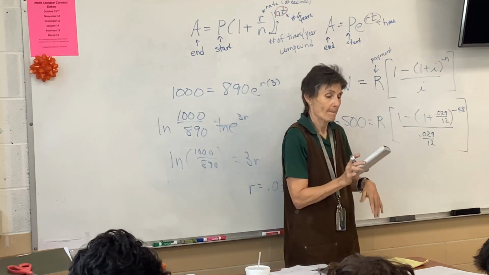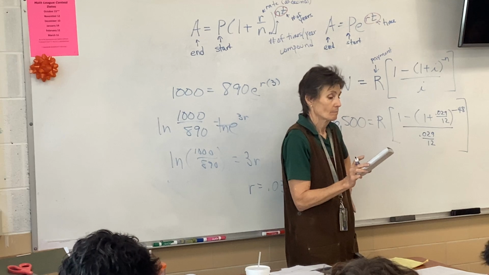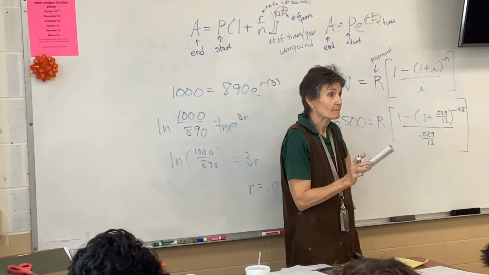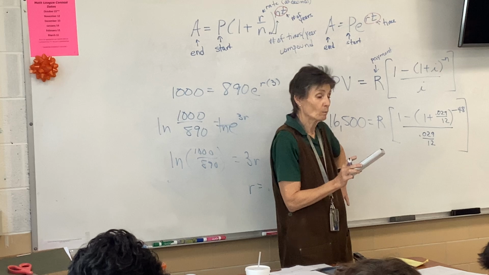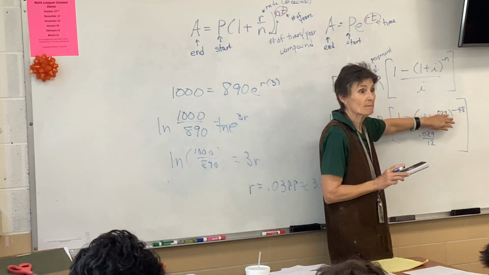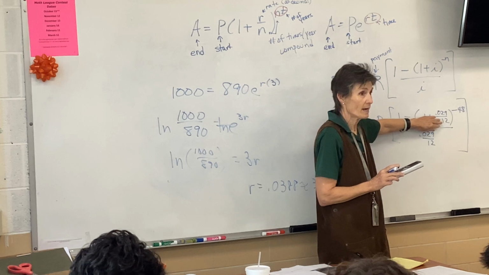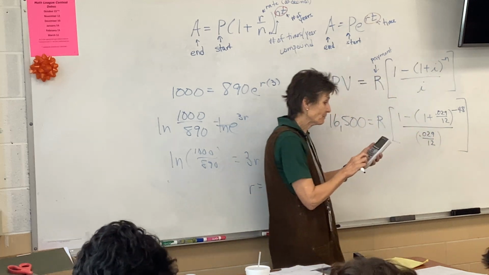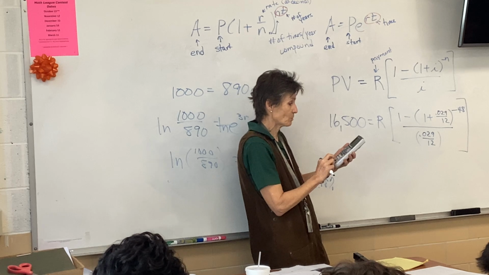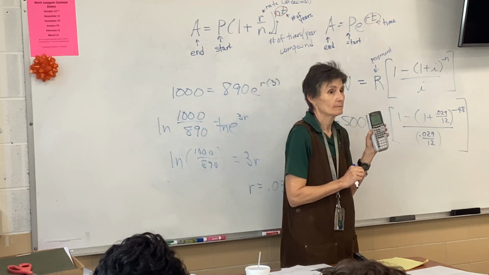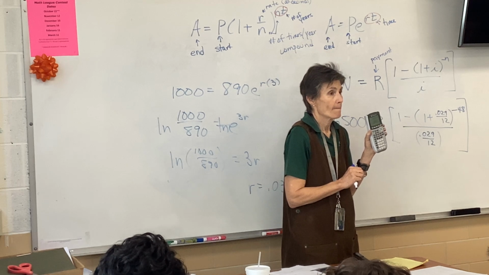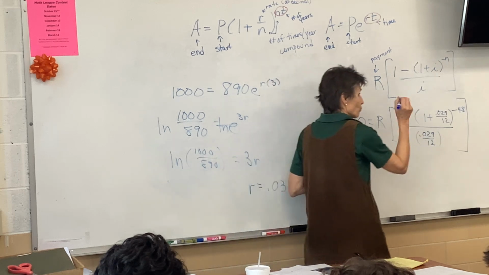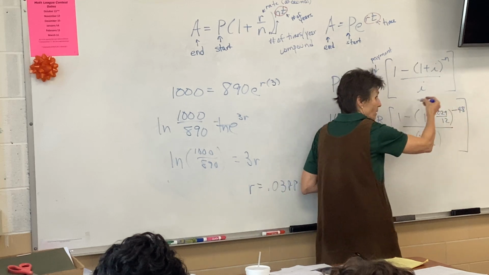Tell me what you got. I'm still plugging it in. 0.1094, that's exactly right, Aiden. Now, keep in mind, that's only the numerator. So now we're gonna hit divided by parentheses, 0.029 divided by 12. Now what do we got? Yep, 45.269, very good. So right now on your calculator, you have this number.